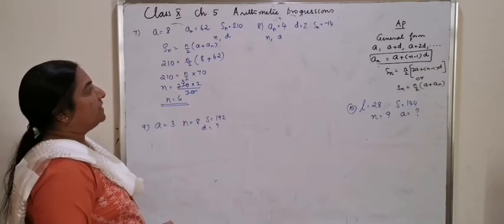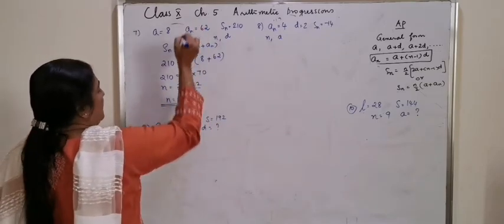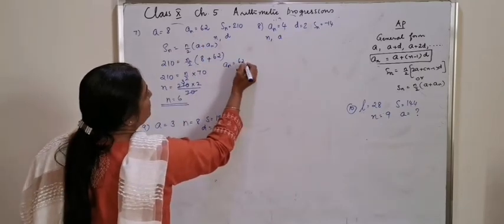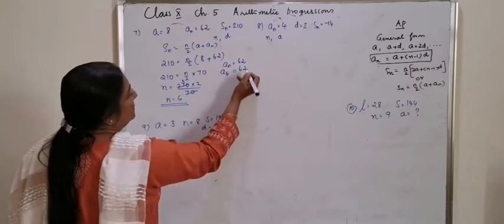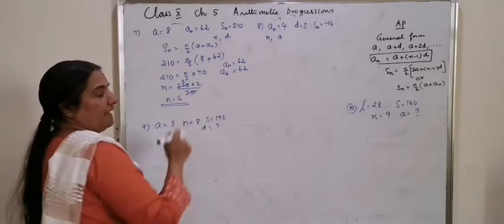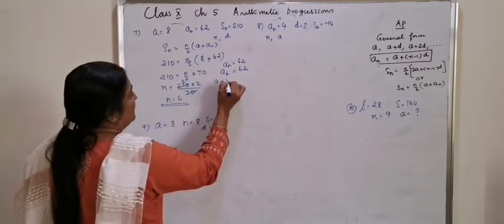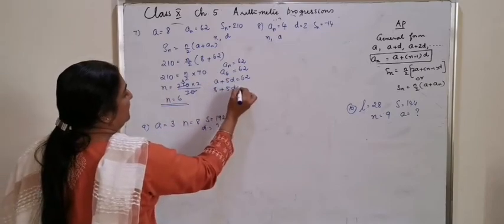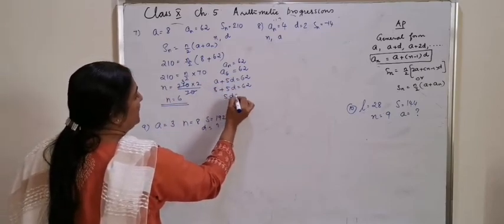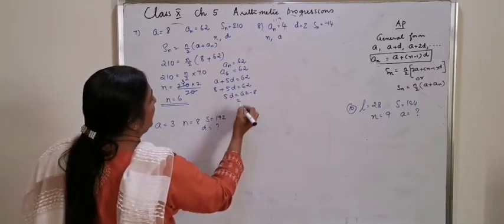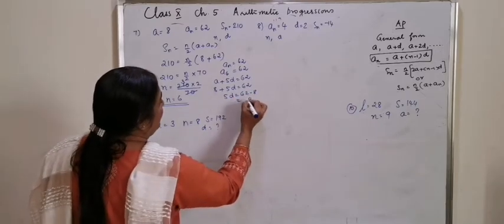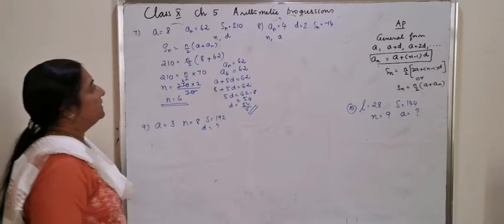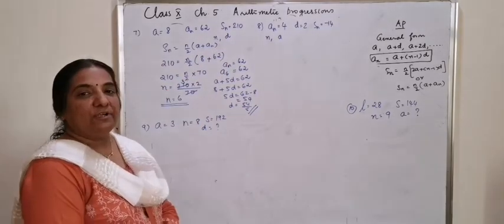Now you are asked to find out what is d. If you got the value of n as 6, the meaning of an is equal to 62 has become a6 is equal to 62. That is replacing n with 6. a plus 5d is equal to 62. The a value is 8. 8 plus 5d is equal to 62. 5d is equal to 62 minus 8, which is equal to 54, or d is equal to 54 by 5. So you got the value of n, you got the value of d.